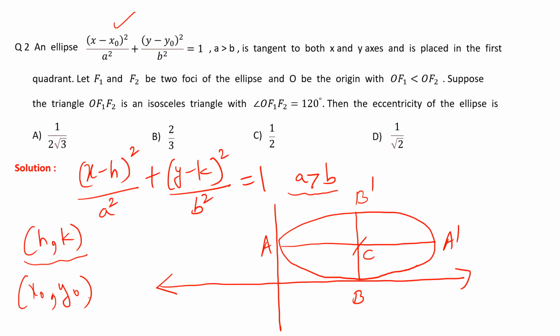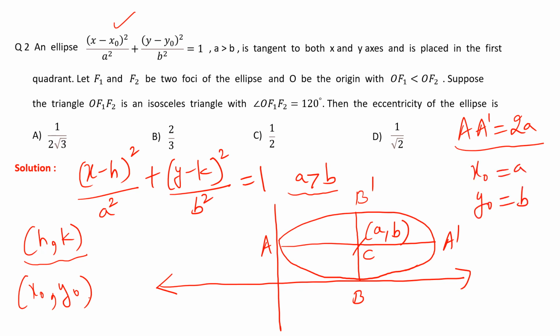Now we know that AA dash according to the given equation is going to be 2a. So that means this AC distance will be just a. And similarly BB dash is going to be 2b. So BC will be equal to b. So that means I can conclude that the coordinates of C will be just a comma b. So that means x naught is going to be a and y naught is going to be equal to b. Fine. And this is the origin.